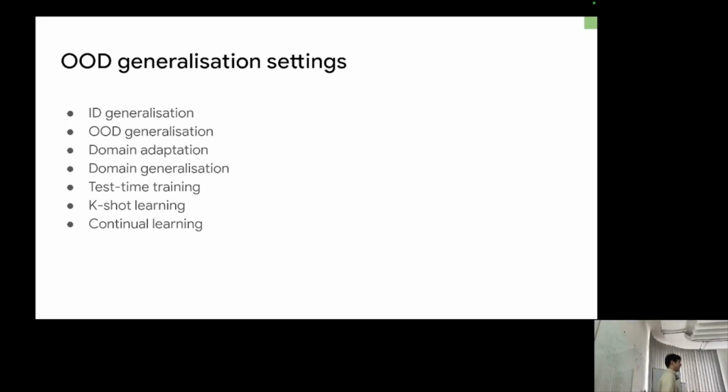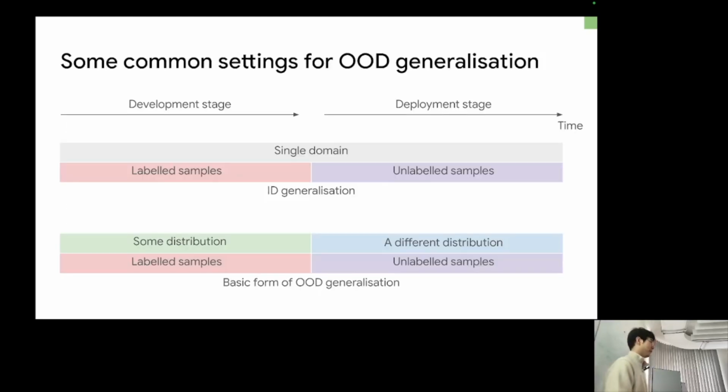There are so many settings. That's why I wanted to get here, and that's why I had to talk about settings and all kinds of stuff so far. ID generalization, OD generalization, domain adaptation, domain generalization, test time training, K-shot learning, and so on. There are so many of them, right? But I want to introduce a unified way of seeing different variants here.